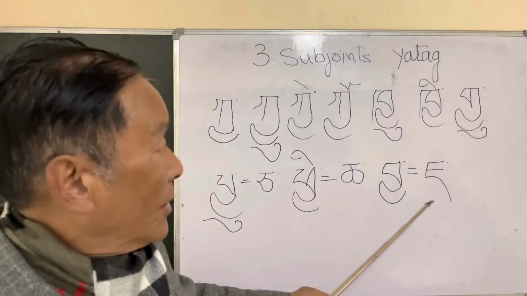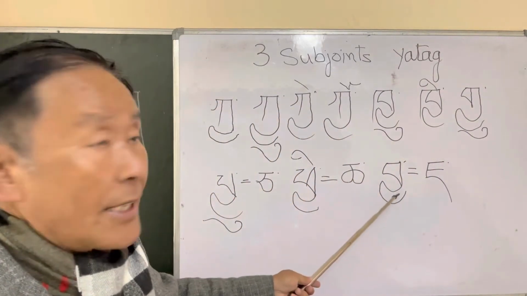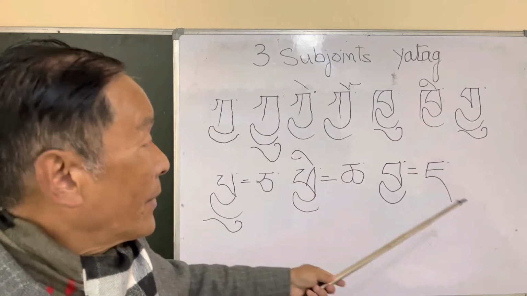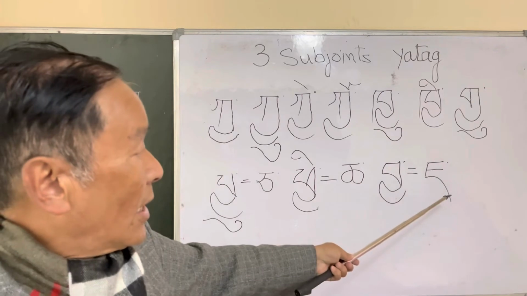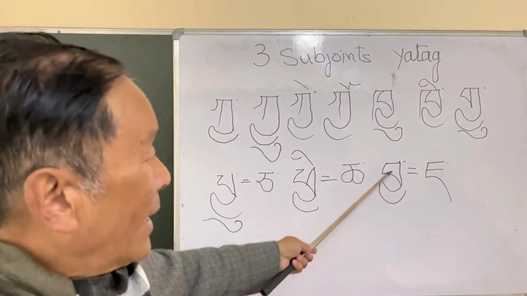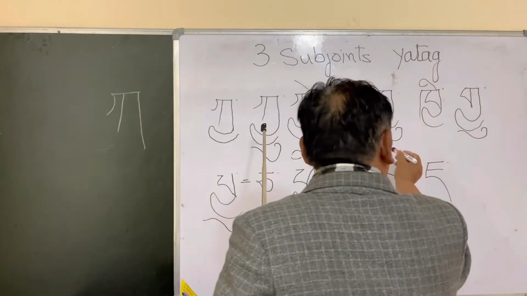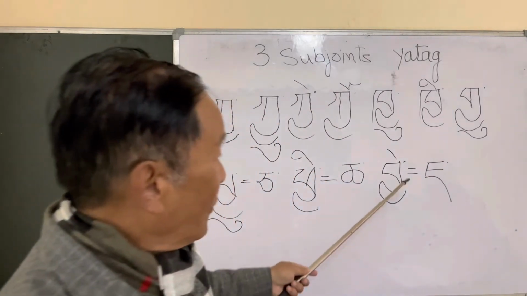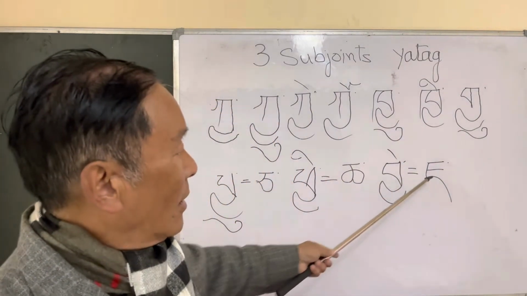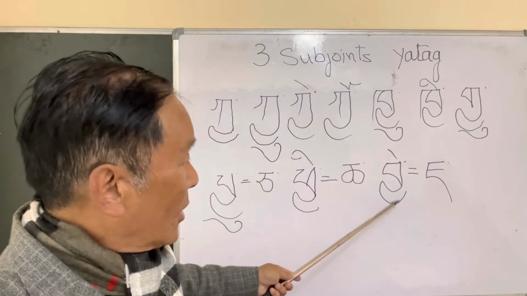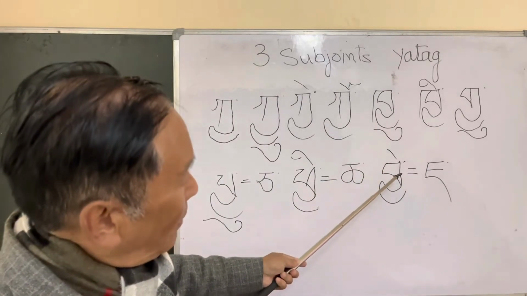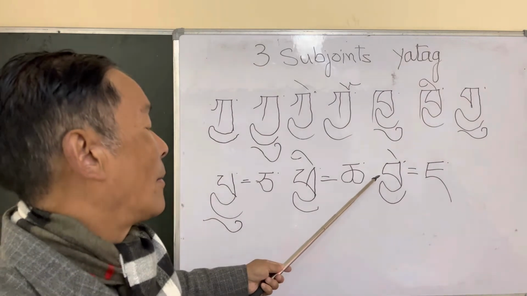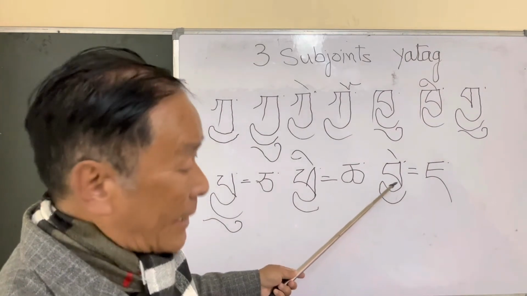Ba yata. Ba yata is read as ja. Ba yata ja. Ja dimpo je. Ba yatak ja. Ba yata ja.